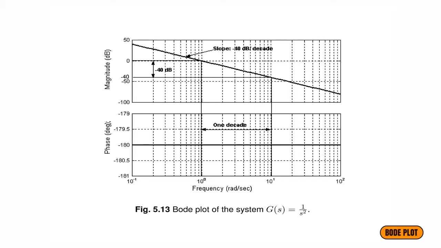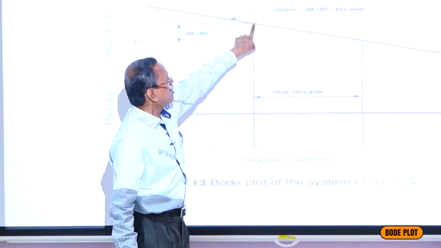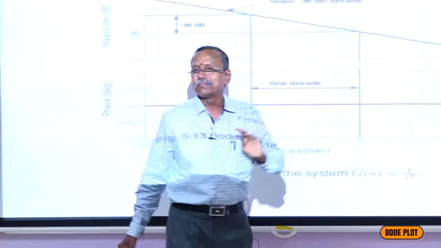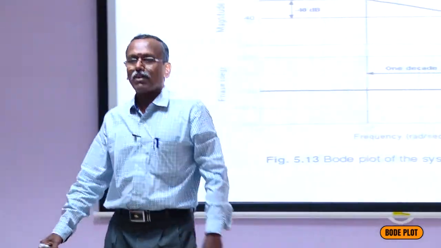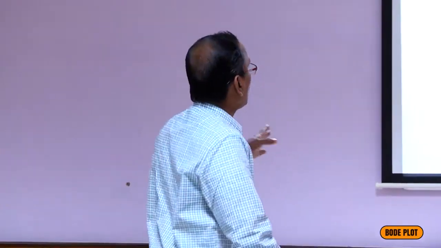Here it is 40 dB when omega is 0.1. When omega equal to 1, 0 dB. When omega equal to 10, minus 40 dB. The slope is minus 40 dB per decade. What is the phase plot? It is passing through minus 180 because for each 1 by s it is minus 90 degrees, so for two it is minus 180 degrees. You got it? That's all.